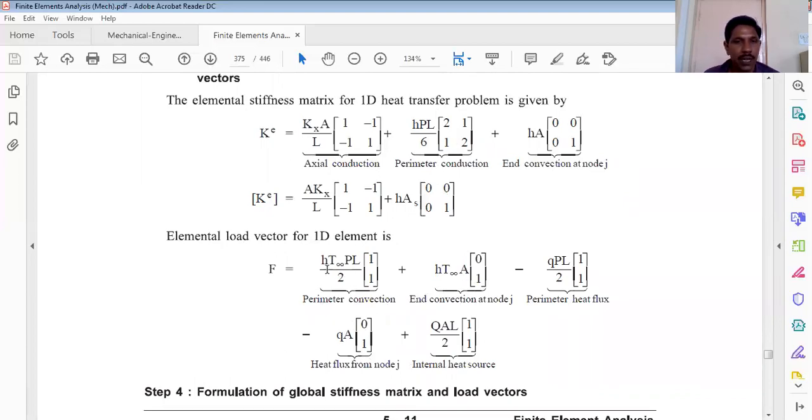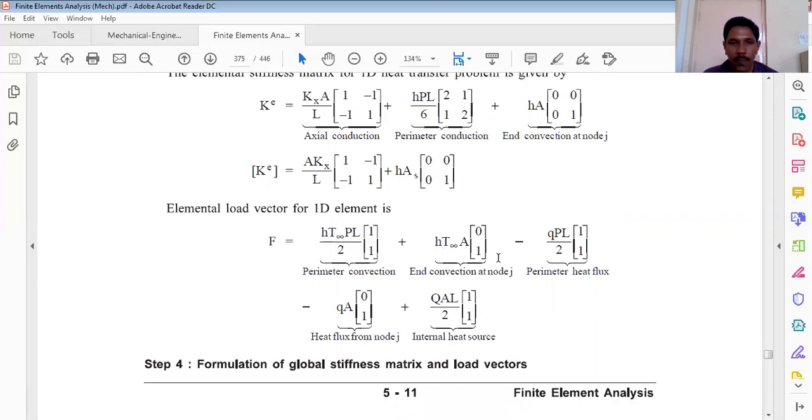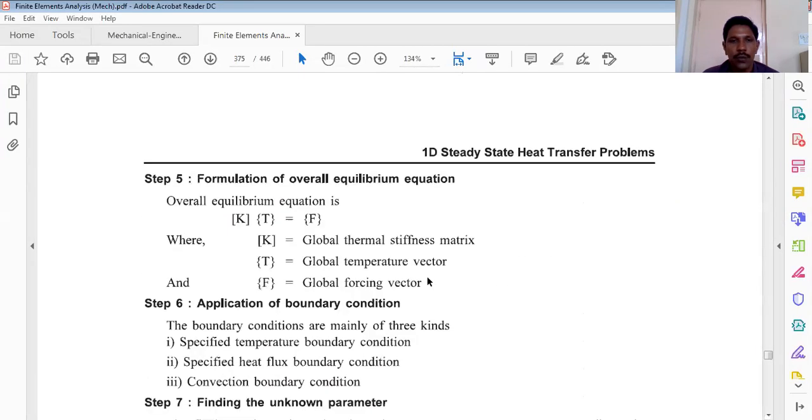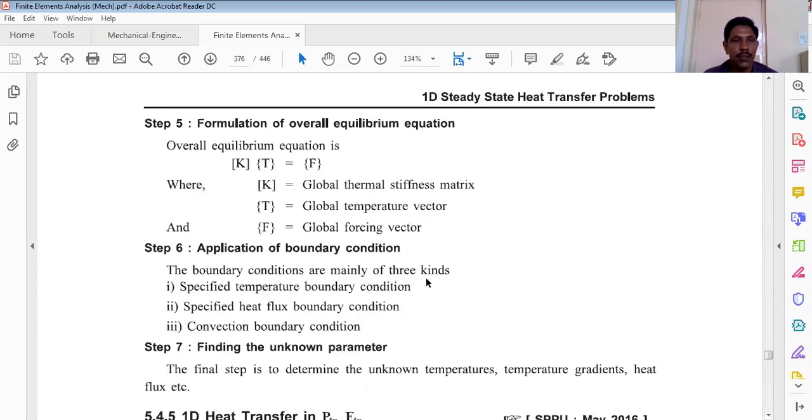If it is perimeter convection, we have to use this equation. If there is only end convection, then we can go for this. If it is perimeter heat flux, we have to use this. If it is heat flux at node 2, then we have to use this. And if it is internal heat generation or an internal heat source, then we have to use a load vector of this type, right? So these are the things which need to be understood.